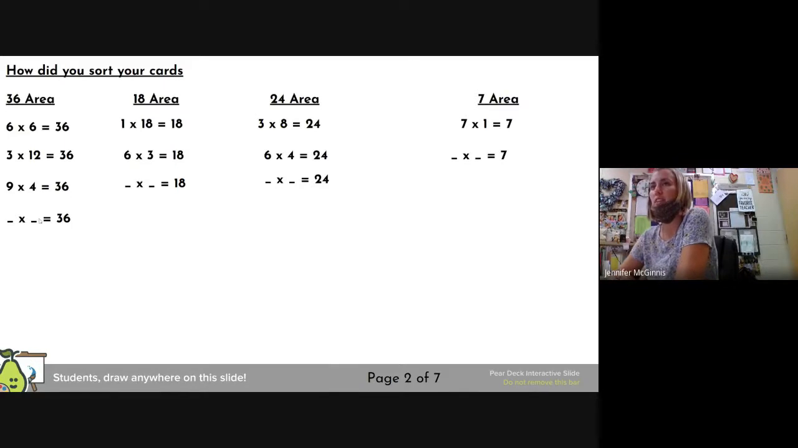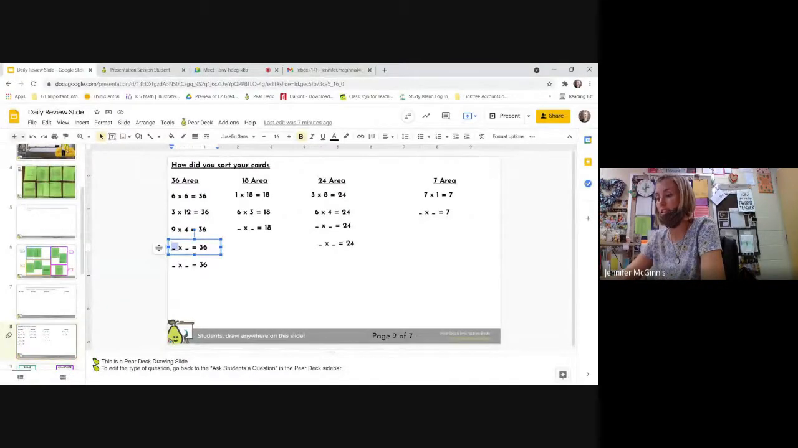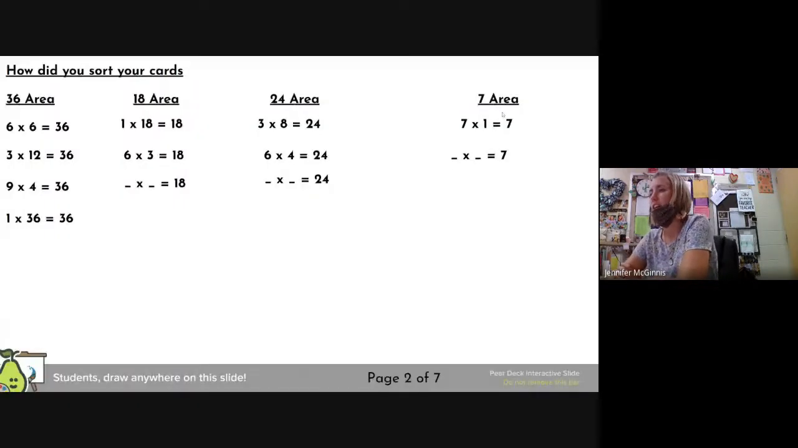What'd you get, Tucker? Did you get 1 for 36? No, I only got 1 for 8. Anybody get 1 for 36? 1 times 36. Very good. So we could take this and turn this into a 1, turn this into a 36. Very good. What did someone else get somewhere else? What'd you get, Remington? On the 18 one, you can have 1 times 18.